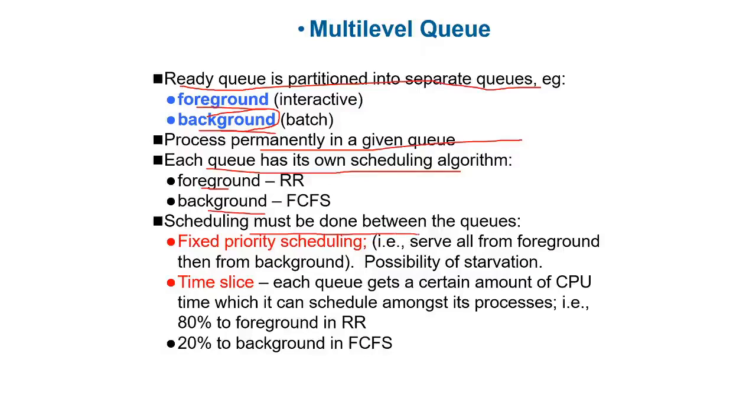Scheduling must be done between the queues: fixed priority scheduling and time slice. If it is time slice, then each queue gets a certain amount of CPU time which can be scheduled among its processes. That is, 80% to foreground in round robin, 20% to background in first come first serve. So different algorithms can be applied to foreground processes, the higher priority processes, and background processes, the lower priority processes.